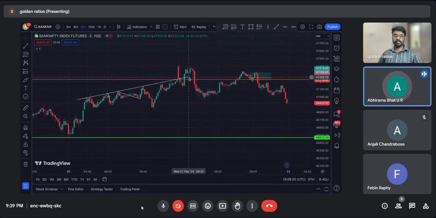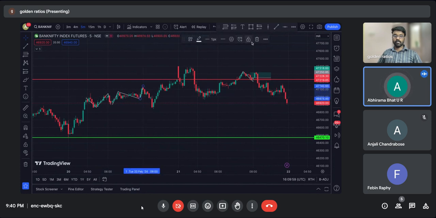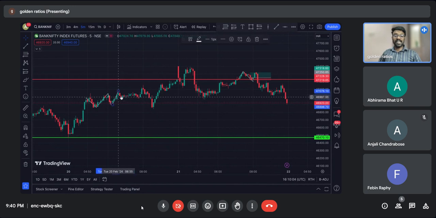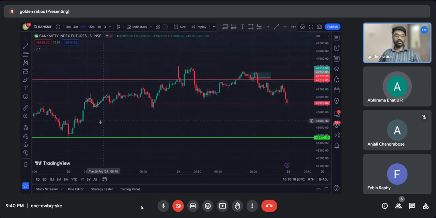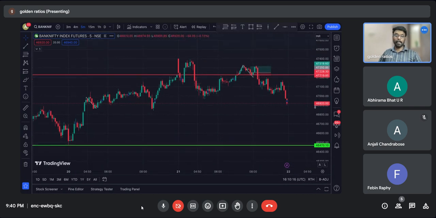Support and resistance, I understood, but I'm not confident to take a trade by support and resistance. No, no, don't take, ma'am. I'm not teaching how to take trades. I am just telling there are people who will trade with support and resistance. I just showed how they are doing trading with support and resistance.